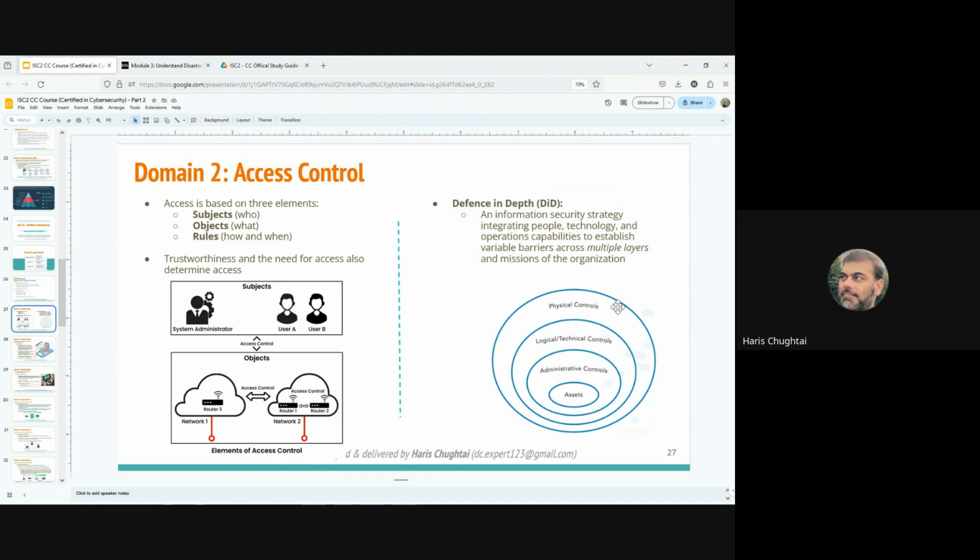So this was about the defense in depth. Now, a very important concept that you should understand here is subject, object, and the rules. This is very important because at the end of the day we are trying to protect some asset.